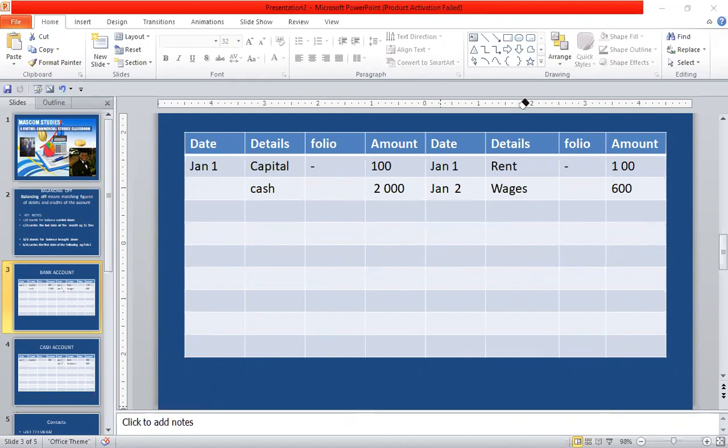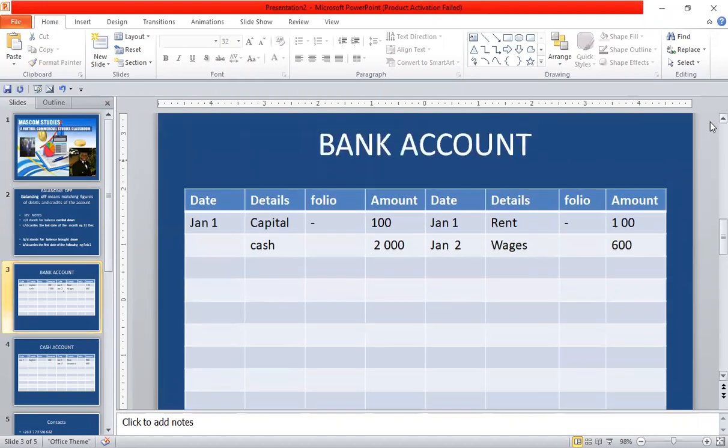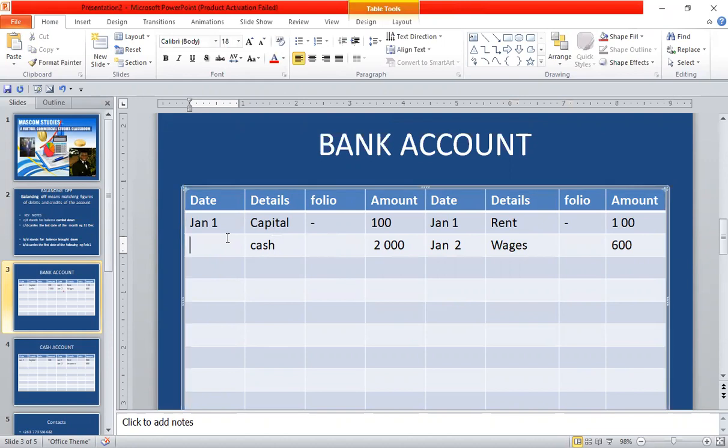Okay, all right, I think we are good to go in this case. Let's see now the actual name of this account. We are saying this is a bank account. It's indicating that there are transactions on the debit side and also there are transactions on the credit side. This is January 10.